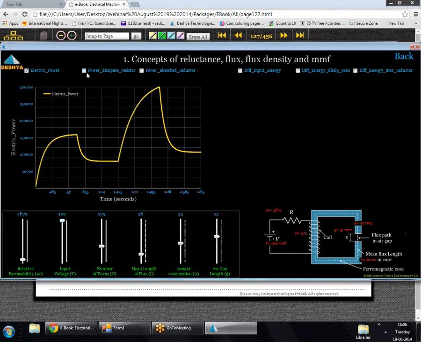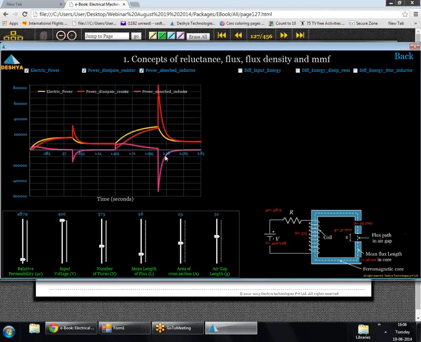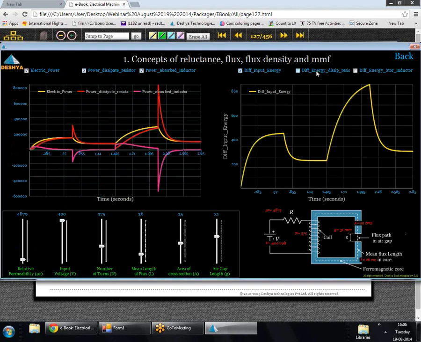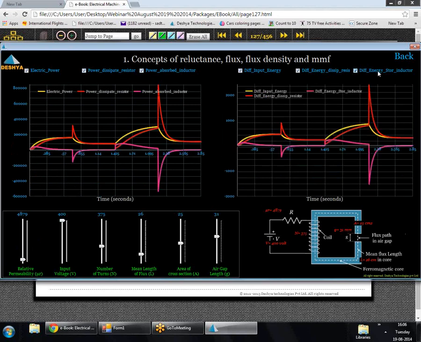Similarly, I can also plot on this curve the power dissipated across the resistor, and then we can have the curve for the power absorbed by the inductor, and in the same way we can see the differential input energy, the differential energy dissipated across the resistor, and the differential energy stored in the inductor.